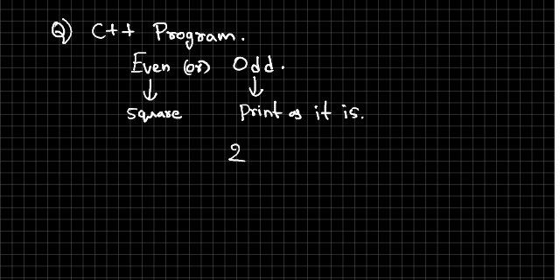For example, if the user inputs 2, you check whether it is even or odd. You have to refer to the first video where I have explained how the program works. So if 2 is even, what will be the square of this? That will be 4, right? So I'll write the code for this now.